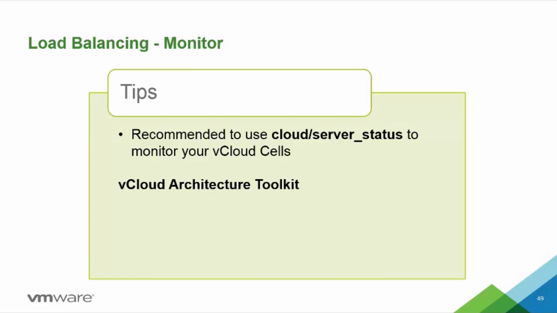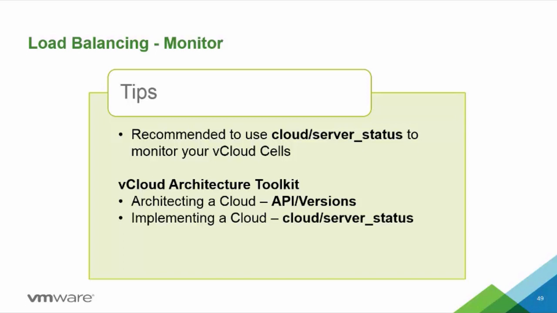Now within what's called the vCloud Architecture Toolkit, which many of you may be aware of, depending on what area you look at, it will give you a different URL to use. Within the architecture toolkit, in the Architecting a Cloud section, it tells us about /API/versions. It does not mention cloud/server_status anywhere within that section. Similarly, with Implementing a Cloud, we're seeing /cloud/server_status, and again, no mention of /API/versions. So if you've pre-configured to use /API/versions, I'd recommend you change it. If you're setting it up, then please use cloud/server_status.